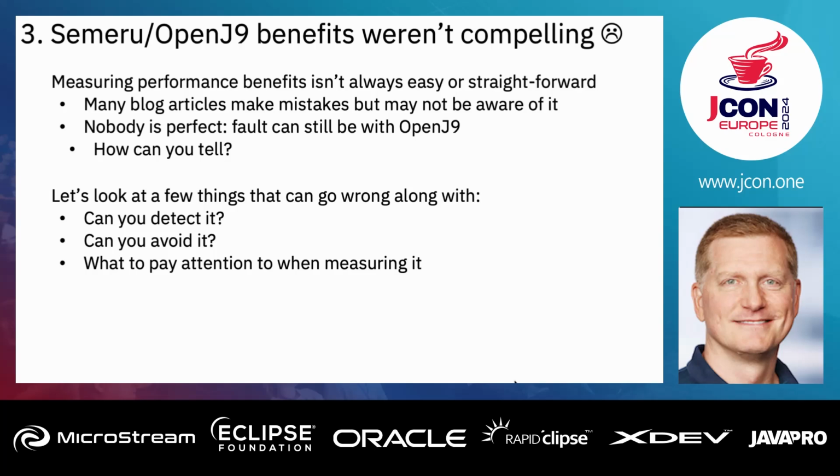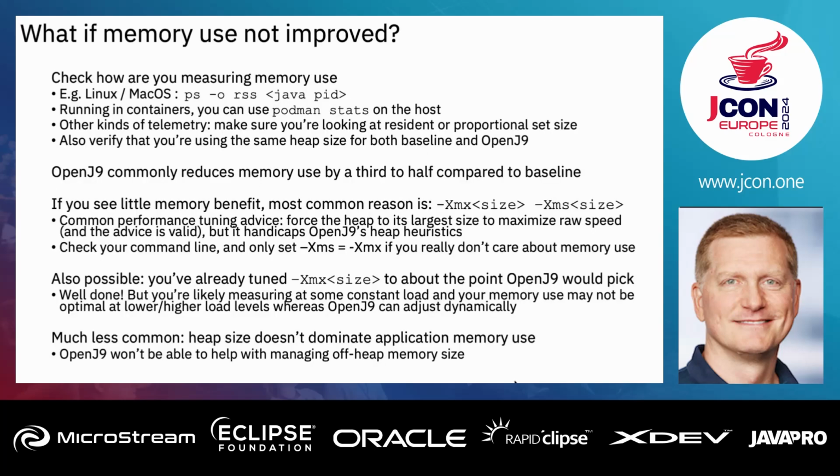Measuring performance benefits isn't always as easy. You can make mistakes configuring OpenJ9, so it can be the configuration side, but it can still be a problem with OpenJ9. How do you tell? And let's look at a few things that can go wrong. So what if you find that your memory use isn't improved? We usually track memory use using RSS, or PSS is even better. And in containers, you can use things like Podman stats or Docker stats to track how much memory and how much CPU is being used.